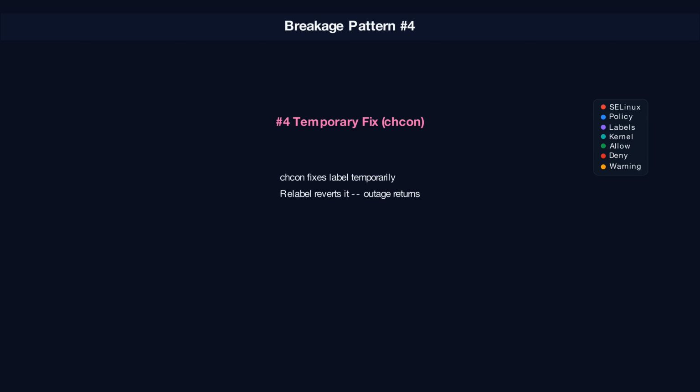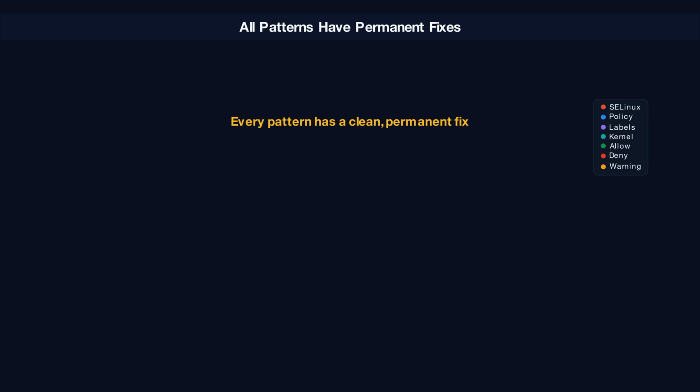Pattern 4. Temporary fix instead of permanent fix. Someone uses chcon to fix a label, the system relabels, and the outage returns again and again. Pattern 5. SELinux re-enabled after a long disabled period. Objects have no labels or wrong labels. Everything appears broken simultaneously.